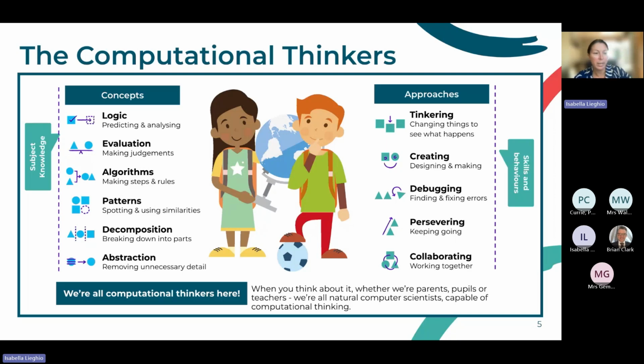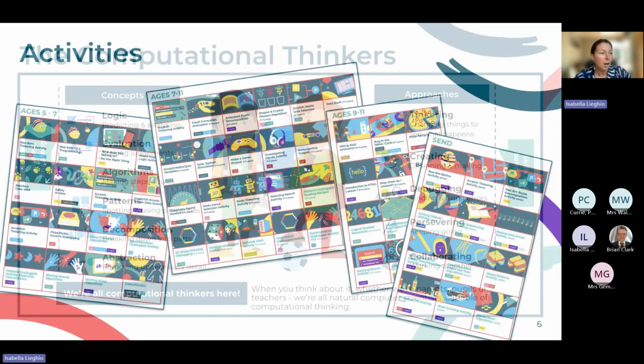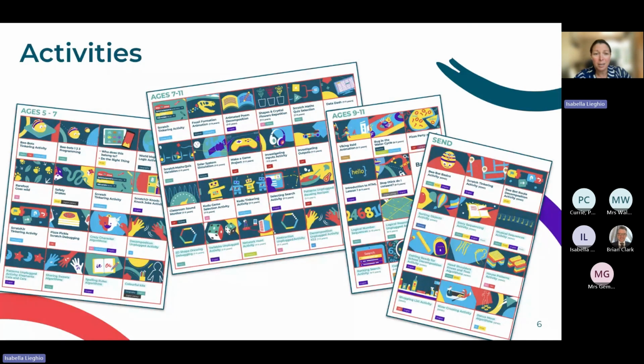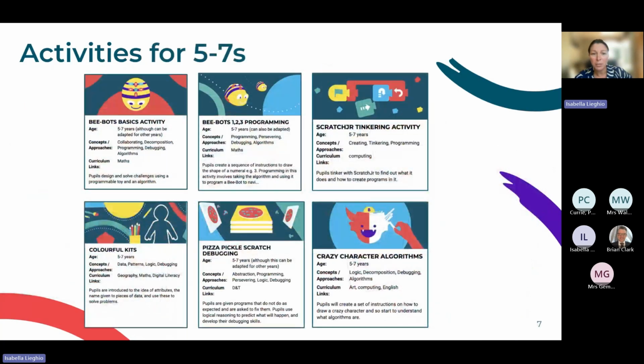So the computational thinking thinkers poster is kind of key to all our resources, and you'll see those concepts and approaches highlighted on all of the activities that you download if you decide to do that. We've got over 100 activities in total, with the ones for 3 to 5s, then 5 to 7, etc., and then specific SEND activities too. So just to give you a flavour of some of the 5 to 7 activities, and of course we might say 5 to 7, but many of them can be adapted for different age groups.